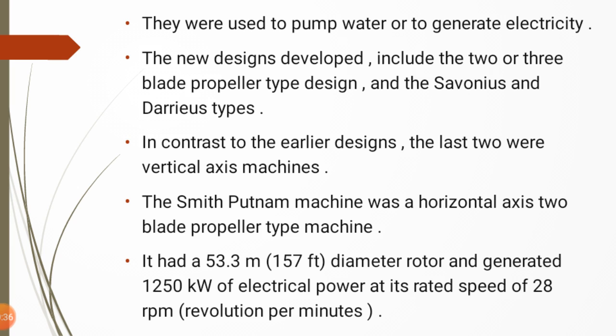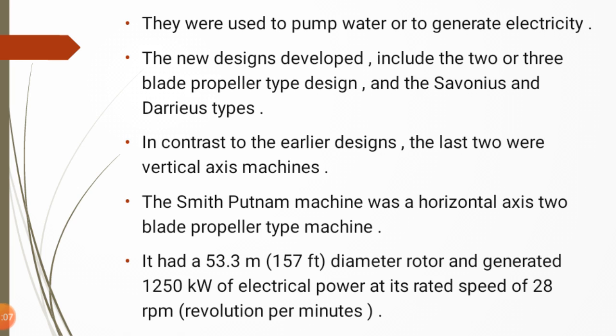It may be multi blade or single blade, so this is the rotor. According to that, there are different types of windmill. So after the Dutch type windmill, there is again the propeller type design, and the Savonius and Darrieus type windmills are also used. In contrast to the earlier designs, the last two are vertical axis machines.